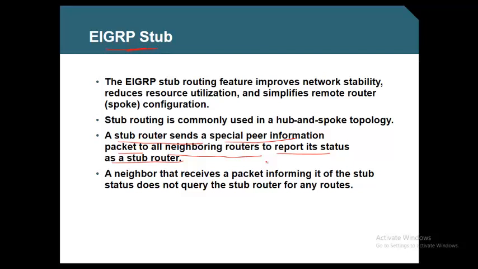So the EIGRP stub routing feature improves the network scalability, reduces resource utilization, and simplifies the remote router configuration. Stub routing is commonly used in hub and spoke topology. Now, a stub router will send a special peer message to all the neighboring routers to report their status as a stub. The neighboring router that receives the packet informing it of a stub does not query the stub router for any routes.